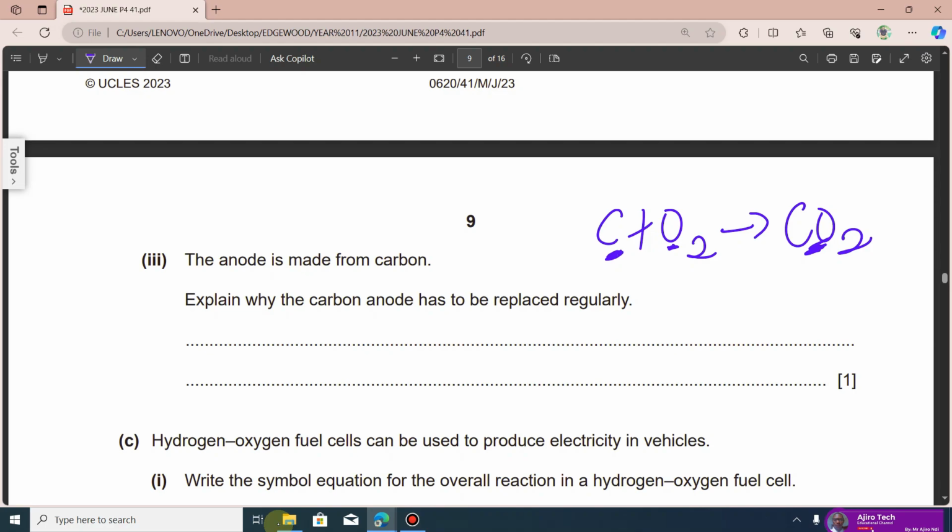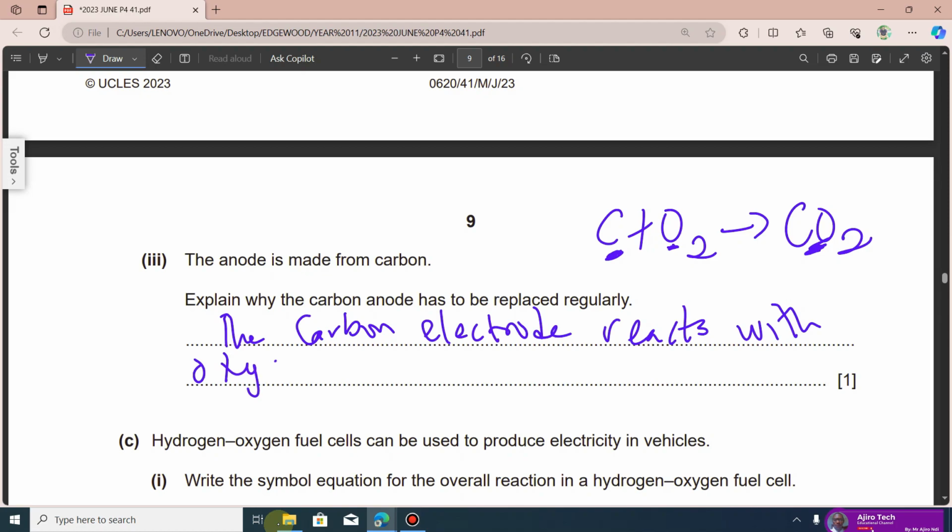So to explain this, we say that the carbon electrode reacts with oxygen at the anode to yield carbon dioxide, to yield CO2. So it is this carbon dioxide as the gas that is given off, and then there's a need for a replacement.